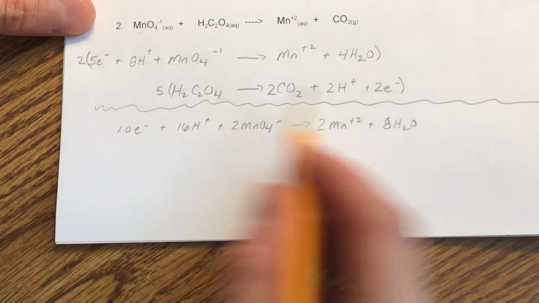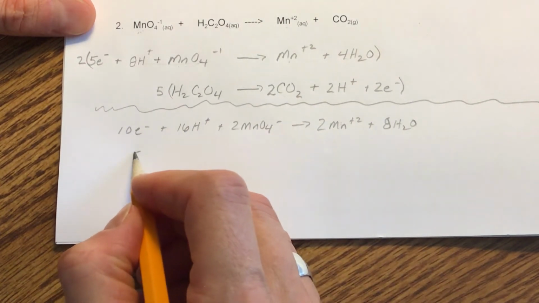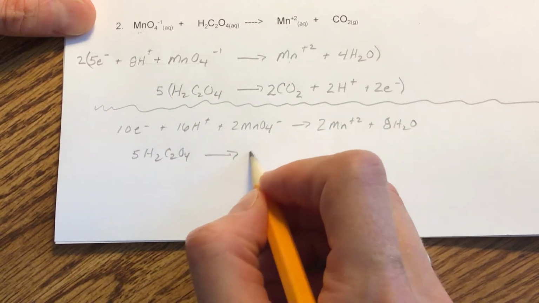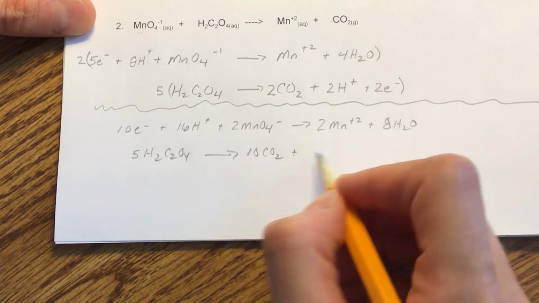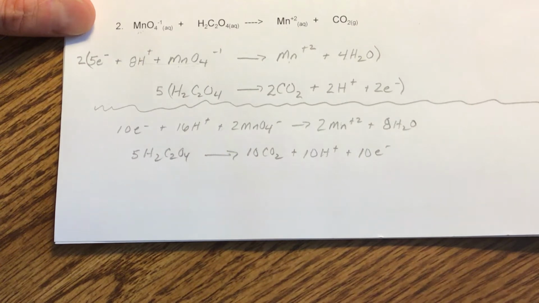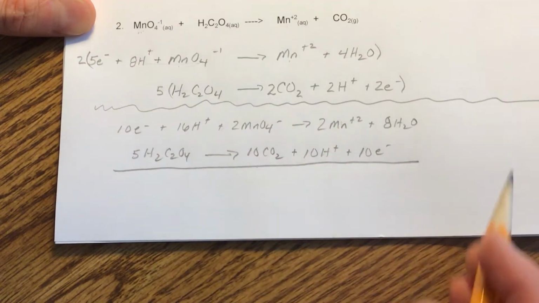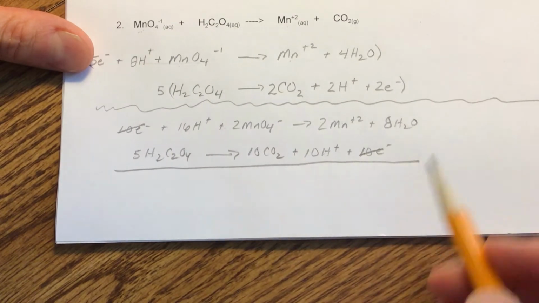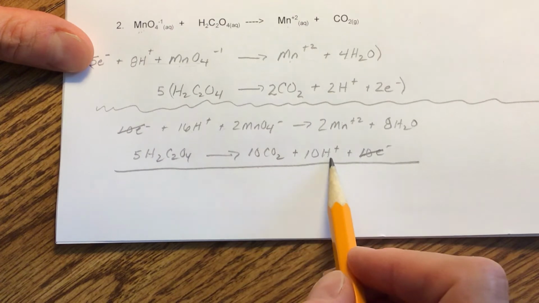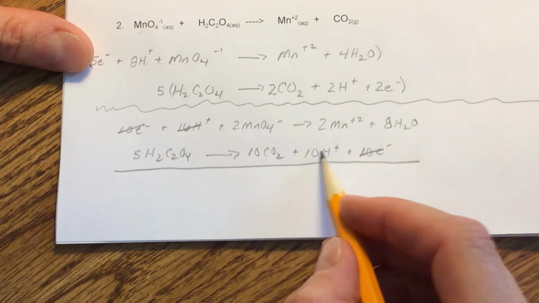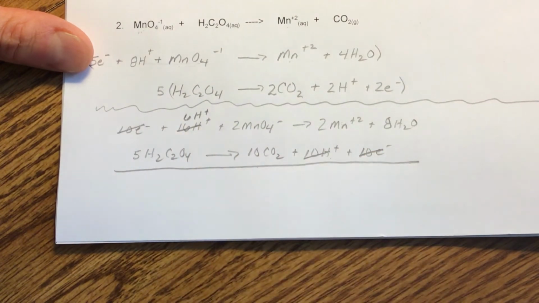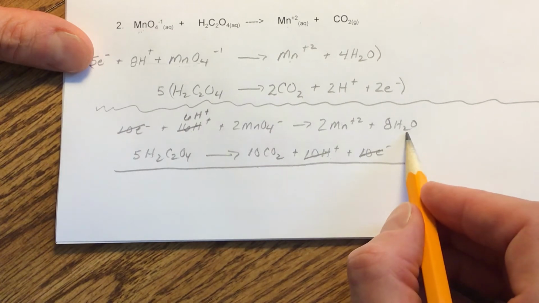And in my second equation, I'll multiply everything by 5. So I've got 5 H2C2O4 yields 10 CO2 plus 10 protons plus 10 electrons. Now we add the 2 together. Electrons lost equal electrons gained, so we cancel those. I'll notice that I've got 16 protons versus 10 protons, so I can actually cancel out the 10 protons and just leave myself with 6 protons as reactants in my first equation. And none of the waters cancel at all.